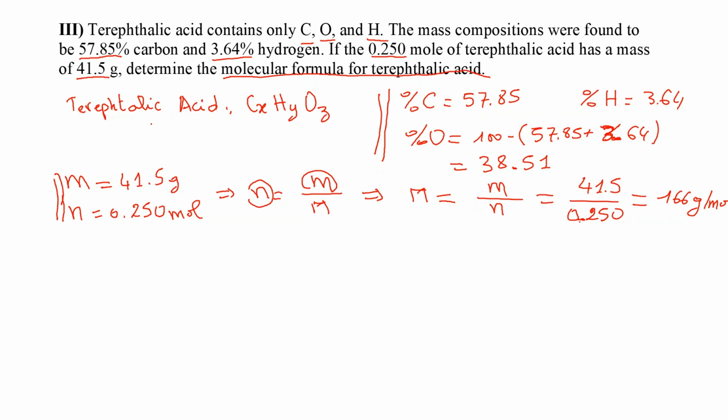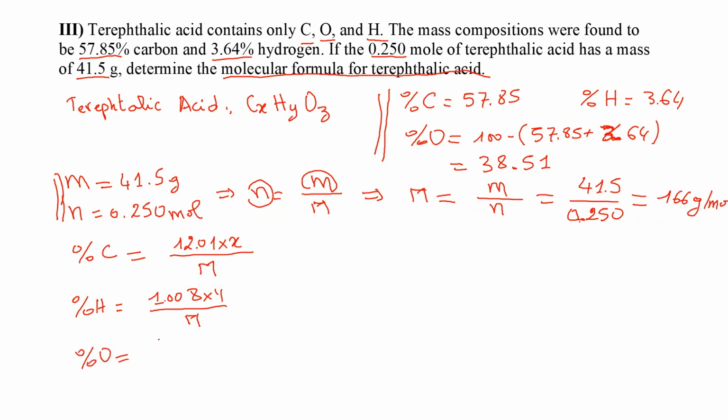Okay. Now, what else do we know? The expression for the carbon content, you know that it's going to be 12.01 times X divided by the molar mass. Same for the percentage of hydrogen: the molar mass of hydrogen, 1.008 times Y, divided by the molar mass. We know that the percentage of oxygen will be equal to 16.00 times Z, very good, divided by the molar mass. So we can deduce X, and don't forget, times 100, of course.